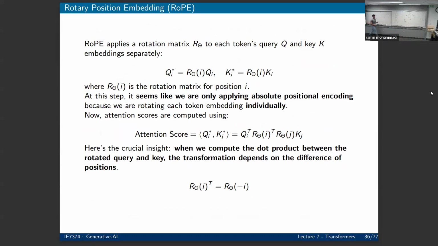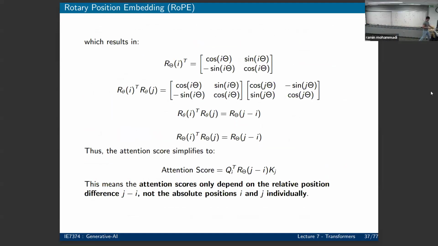And we don't want to go in depth; we actually have those in the slides. But if you do this multiplication and expand it, the simplification becomes R theta j minus i, right? The full proof is in the new notebook, but you can expand it based on the cosine and sine, and that's what you are getting. So the multiplication of these two terms gives you R theta j minus i.